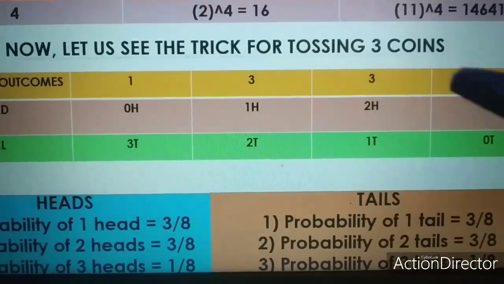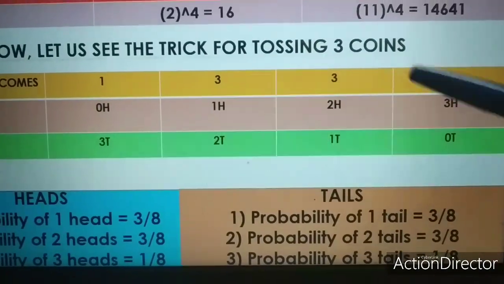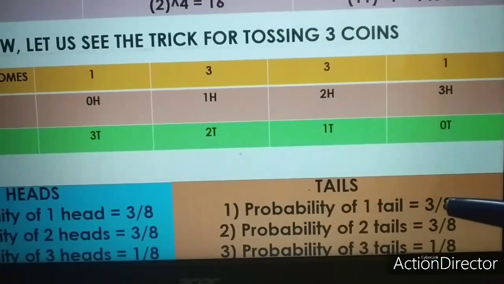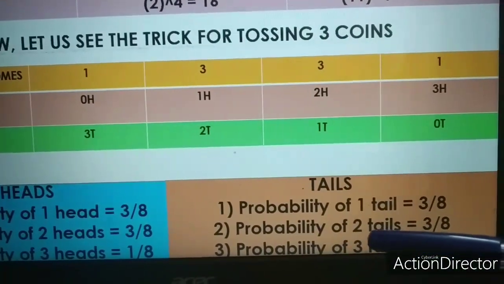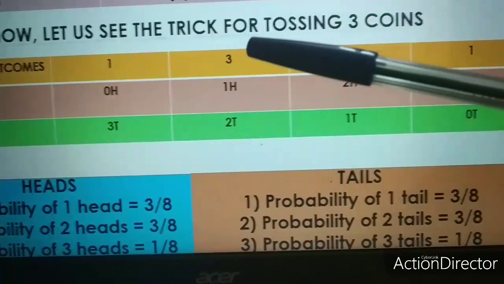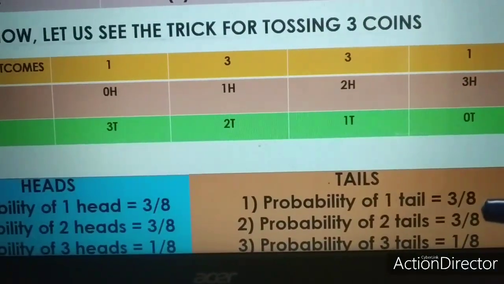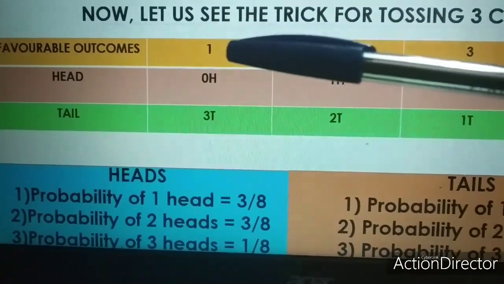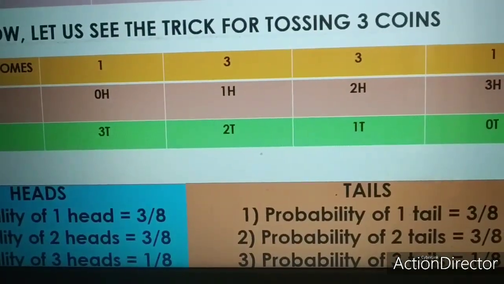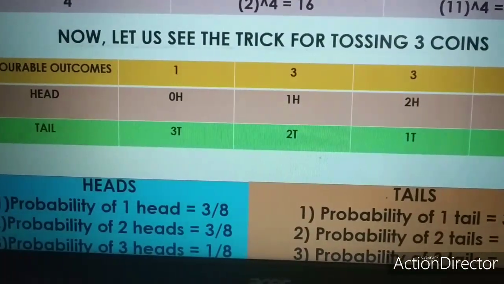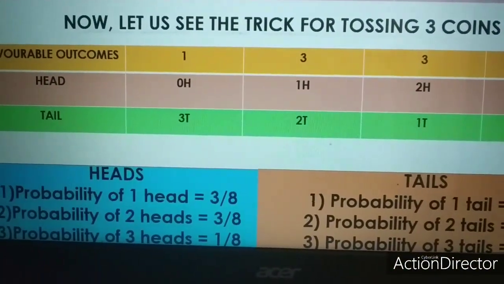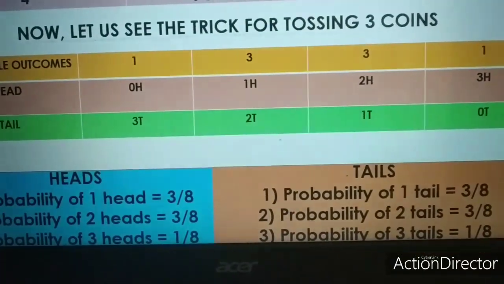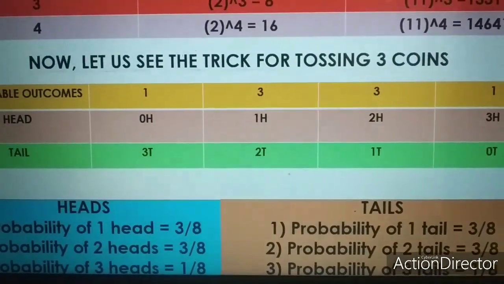Similarly, coming over to tails. What is the probability of one tail? So where is one tail over here? My favorable outcome is 3. So my answer will be 3 upon 8. Probability of 2 tails. Coming to 2 tails over here, my favorable outcome is 3. So my answer is 3 upon 8. Probability of 3 tails. My favorable outcome is 1. So my answer is 1 upon 8. So hope you understood this trick involved in finding probability of 1 head, 2 heads, 3 heads and 1 tail, 2 tails and 3 tails. Hope it is useful for you.